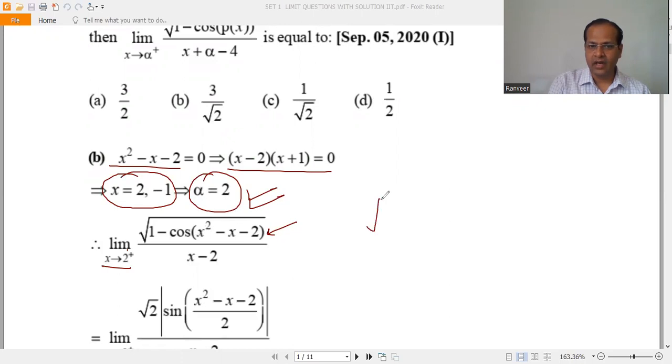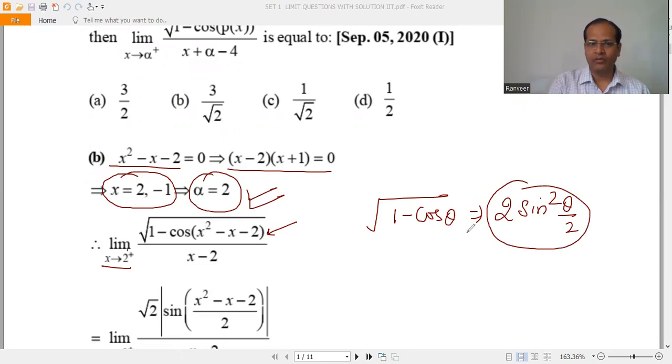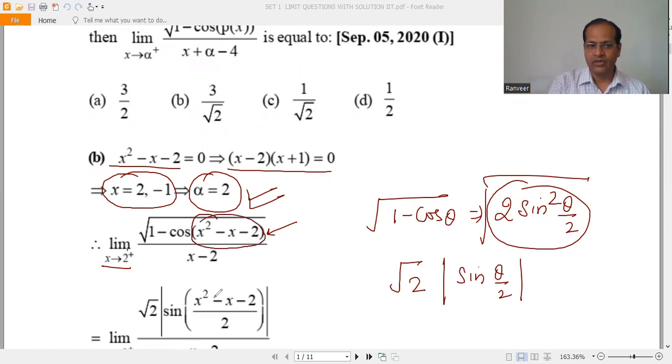Now this is root under 1 minus cos theta. That value is 2 sine square theta by 2. This is the formula. Now what can we do? If a root is there, then root 2 will come outside, and we can take sine theta by 2 in the mod value. We apply this because the angle is x square minus x minus 2. So 1 minus cos theta is 2 sine square, and in place of theta, x square minus x minus 2, divided by 2. This is the value.